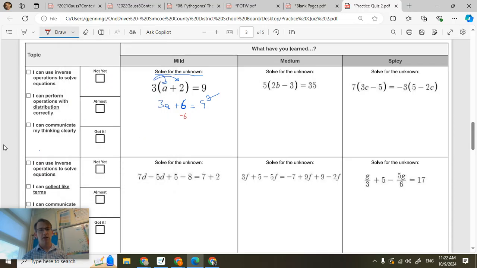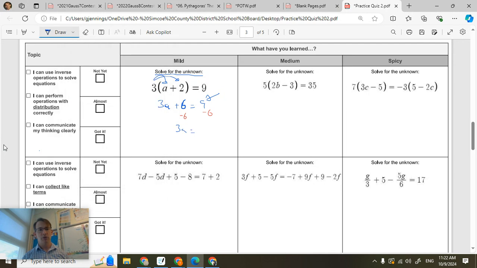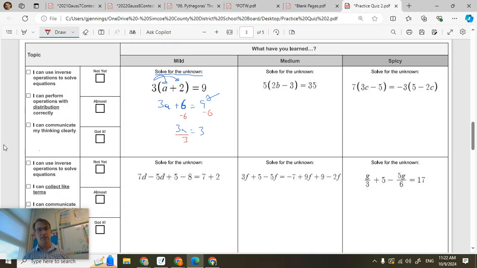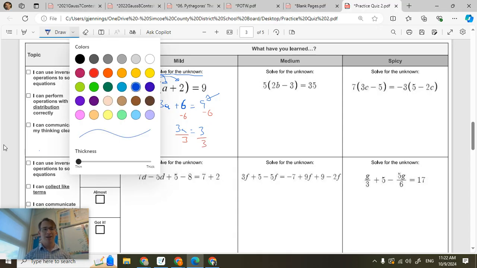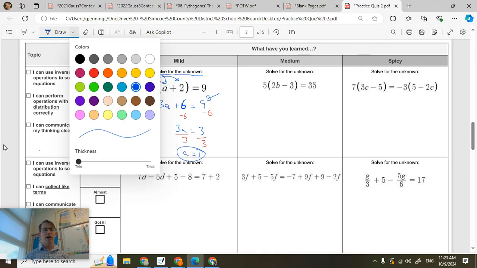We do the opposite of whatever's being done to that A. So we're going to subtract 6 from both sides. And then we get 3A is equal to 3. Oh, 3 times some number is 3. I guess that number is 1. Okay, so now to undo the multiplication, you just divide both sides by 3 because division is the opposite of multiplication. A equals 1.